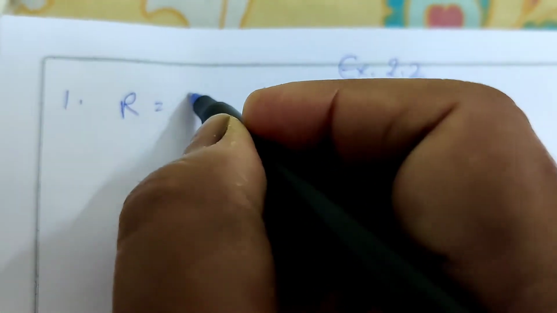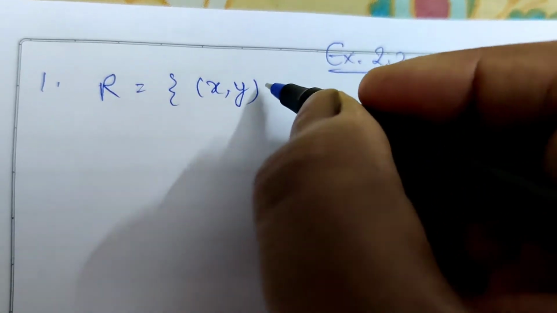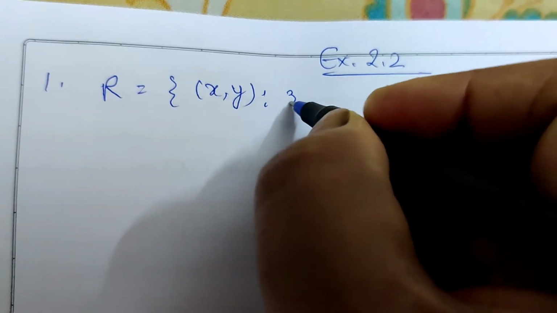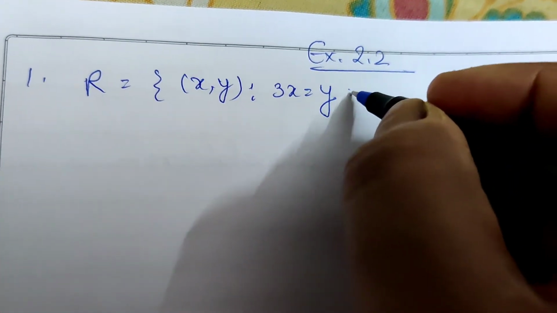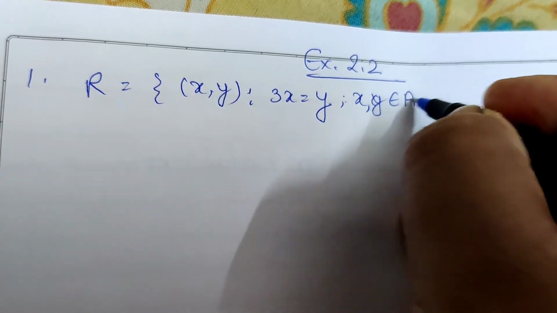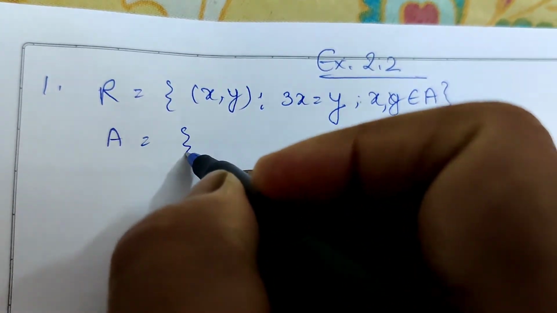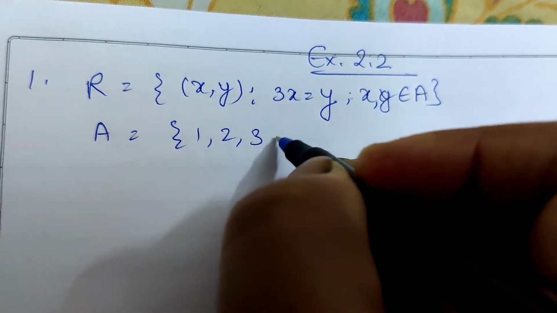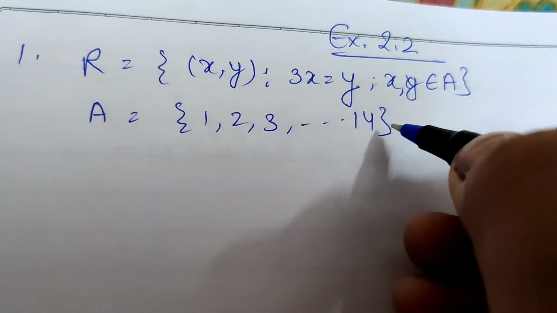The relation is given that xy is such that 3x minus y, it means 3x equal to y, where x, y belong to A. Both numbers belong to set A. The set A is given as 1, 2, 3 and so on, and the last is 14.